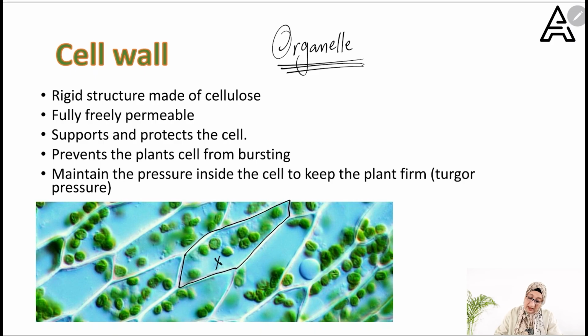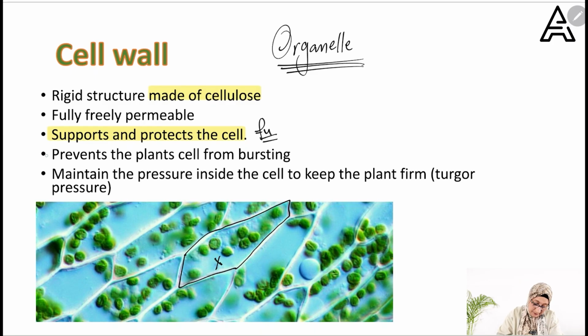Okay. The cell wall is made of cellulose, and cellulose is a type of sugar, a type of carbohydrate. It's tough, it's wood-like. That's why they say it's very strong and supportive to the plant. So it's made of cellulose, so it protects and supports the cell. This is a function of the cell wall. It protects and supports the cell.